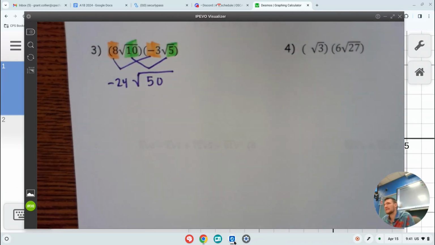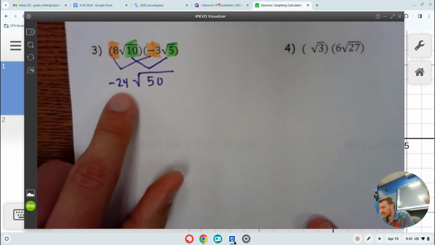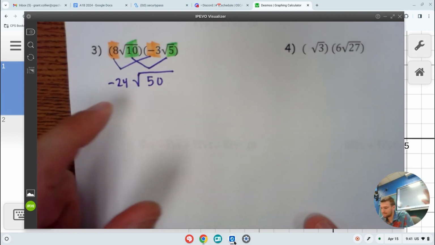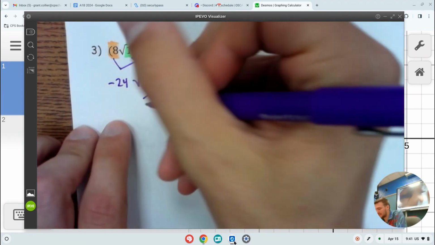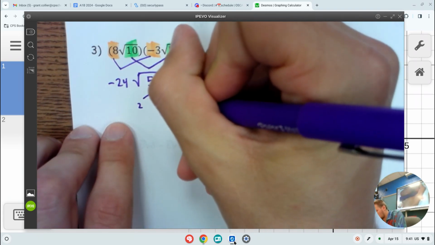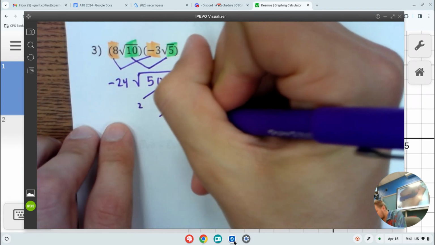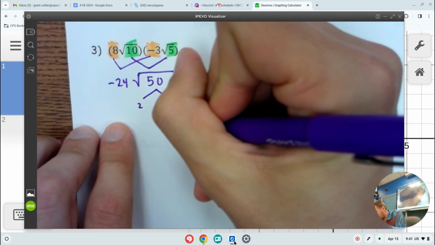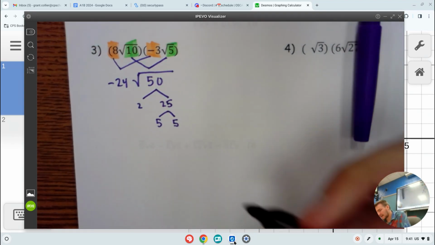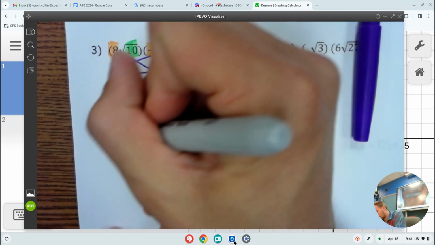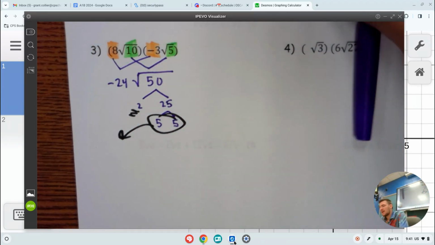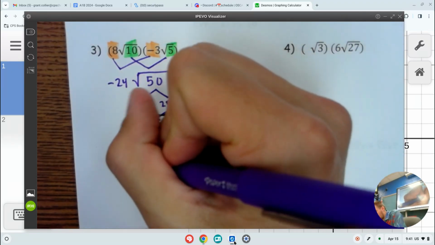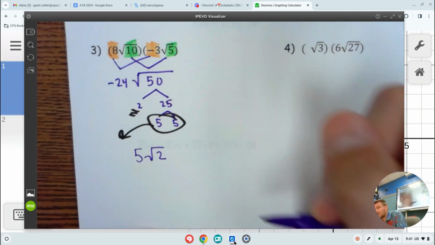Now again, once we get this far, we're not done. We need to break down this number. Are we going to break down the 24 or the 50? Obviously the 50. And we've done 50 a lot. 50 is 2 times 25. And 25 is 5 and 5. And we circle the 5s, and we bring them to the outside, and we have a leftover 2. And so the answer is 5 square root 2.